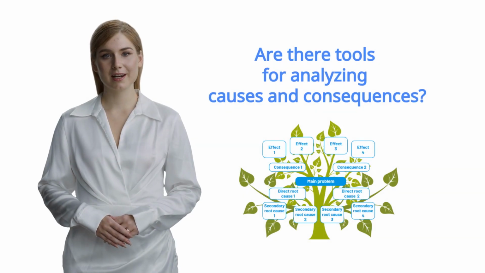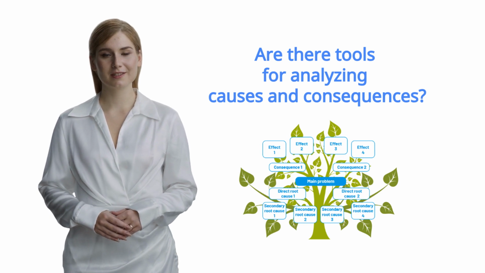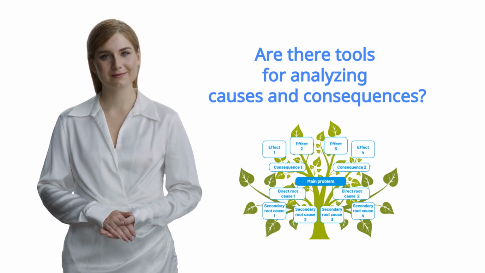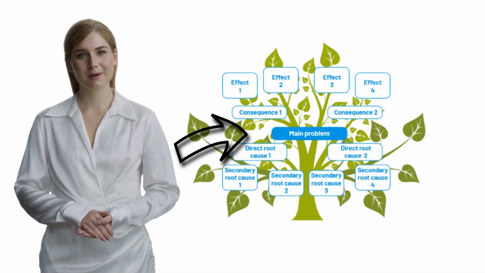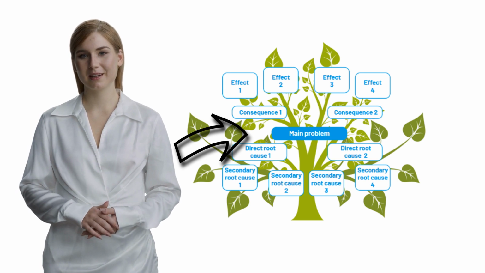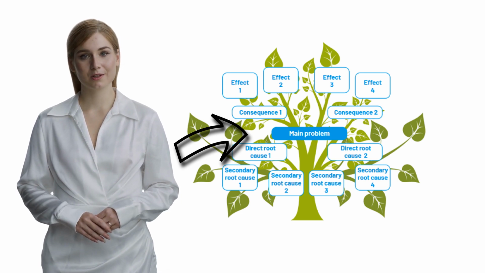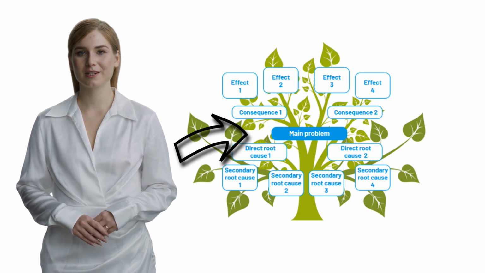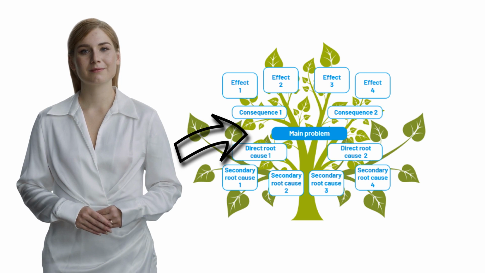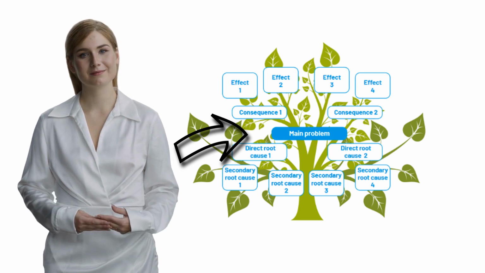Are there any tools for analyzing the causes and consequences of a problem? The problem tree model could be an alternative. This model works on the basis of a main problem, whose causes and consequences are broken down, establishing a path from macro to micro. The aim is to identify the concrete causes of the problem and to list the concrete consequences it generates. Let's see an example.